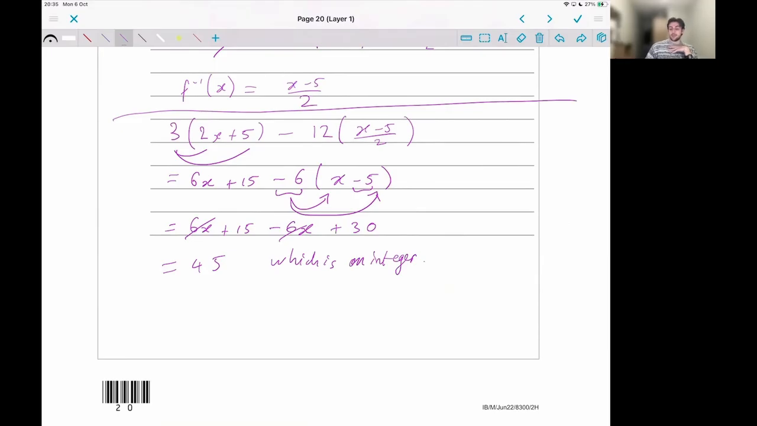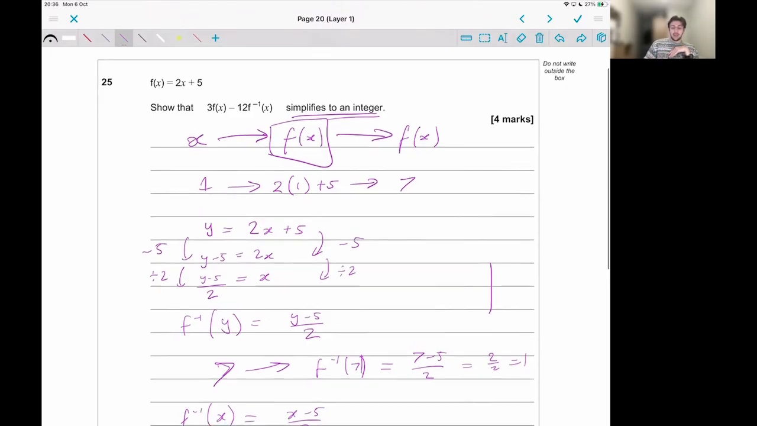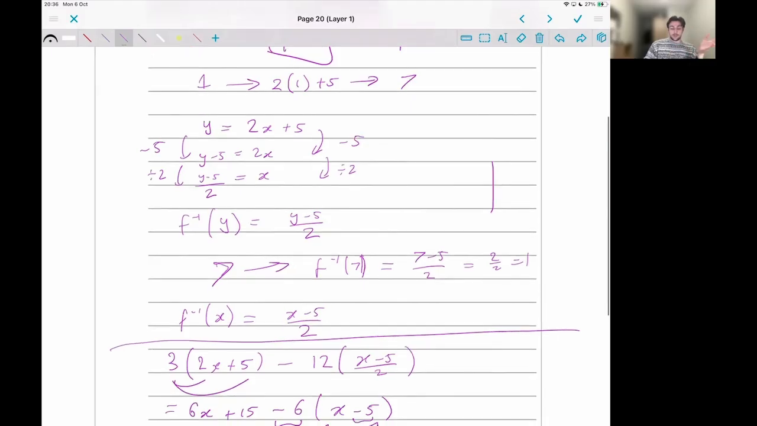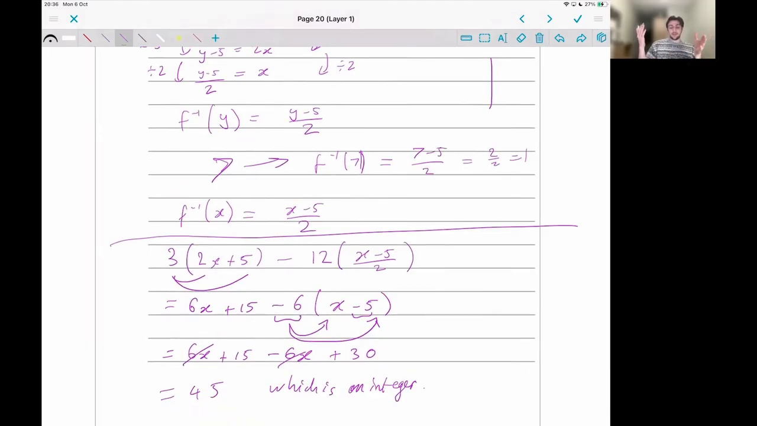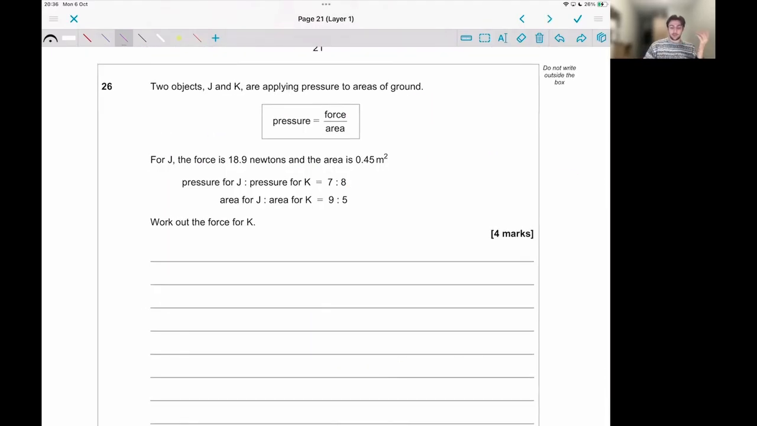And then we're done. So to summarize, a function takes an input to an output. An inverse function takes the output back to the input, and we denote it with the power of minus 1. And all we had to do for this question was find the inverse, write the thing that they want us to simplify down, and then simplify it. And we saw that we got 45, which is what they wanted. So 26.